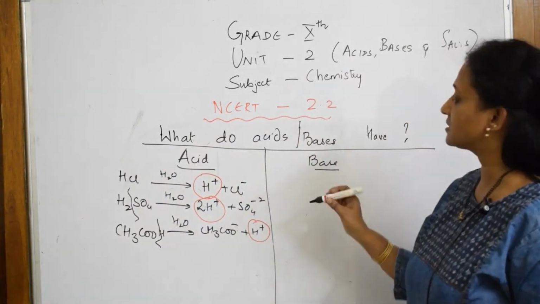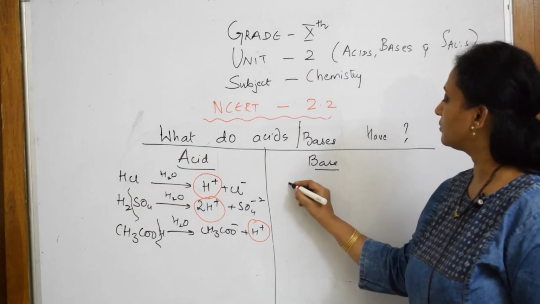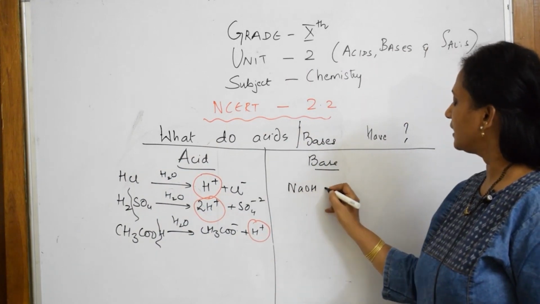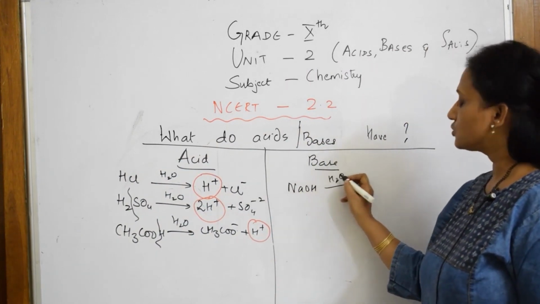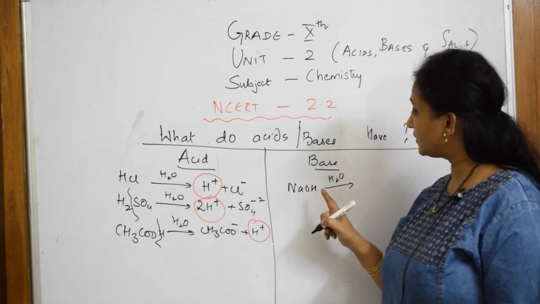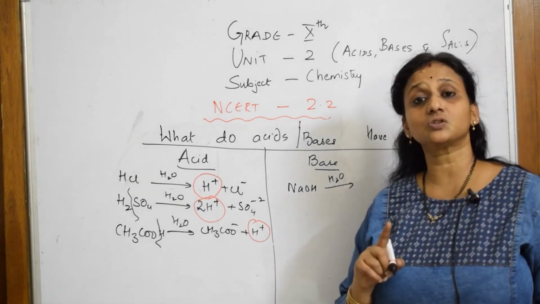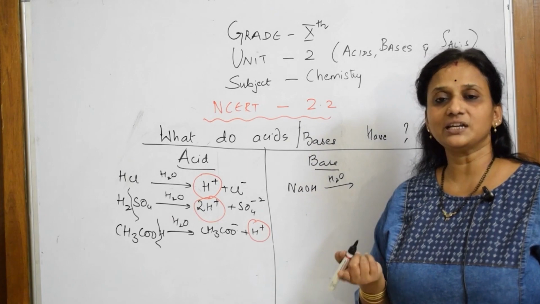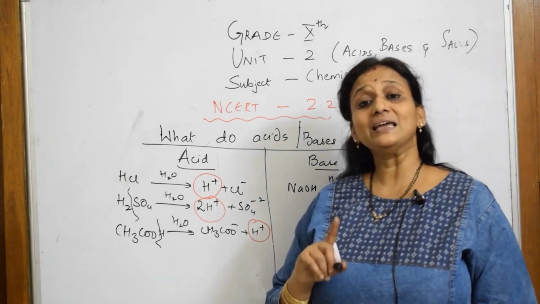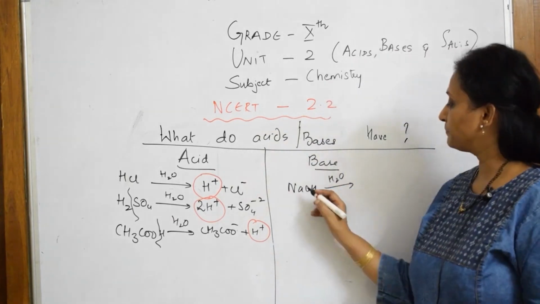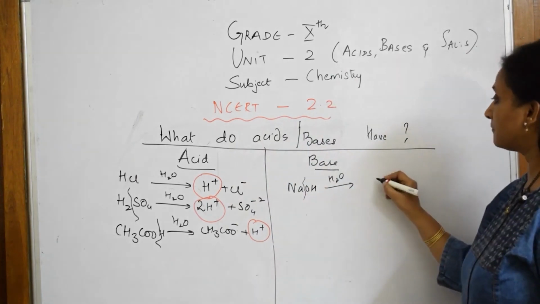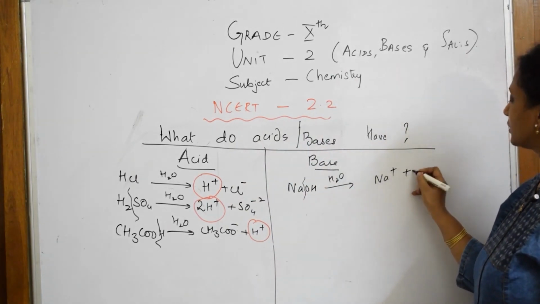Now let us start with the base. So as I said, let us take sodium hydroxide. Sodium hydroxide, I am going to dissolve it in water. So remember, whenever you are dissolving a base in water, then it is called alkali. I'll explain you later about this. So remember, base in water is nothing but alkali. It's going to break and form Na plus OH minus ion.